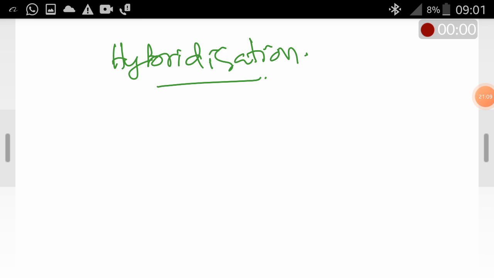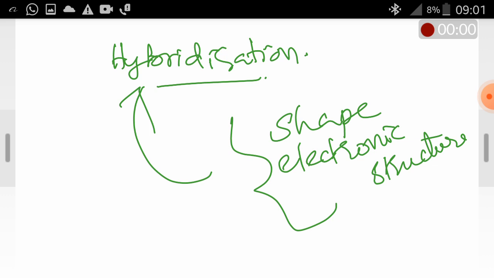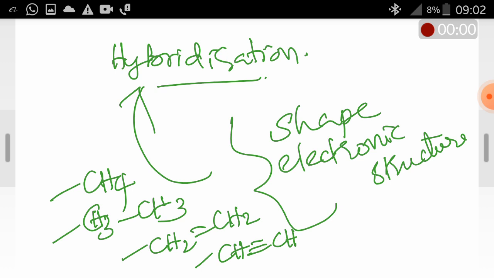And the next is hybridization of the organic compounds, because hybridization is very important. When you want to discuss the chemical properties of the organic compound, you need to know what is the shape of the molecule and what is the electronic structure. All this could be understood by hybridization. We have discussed the hybridization of CH4, CH3CH3, CH2=CH2, and CH≡CH. This is methane, this is ethane, this is ethene, and this is ethyne. We have already discussed them.